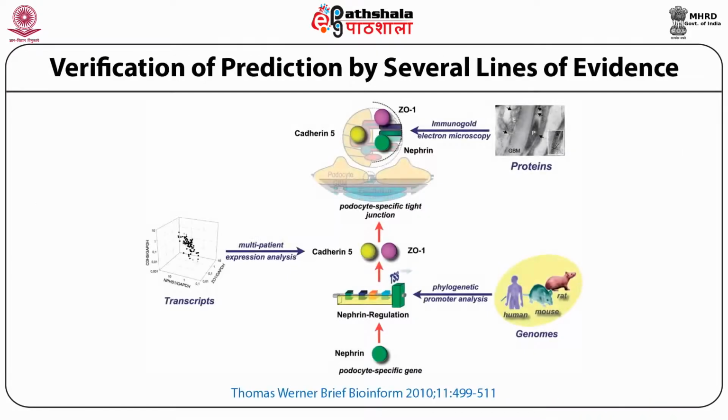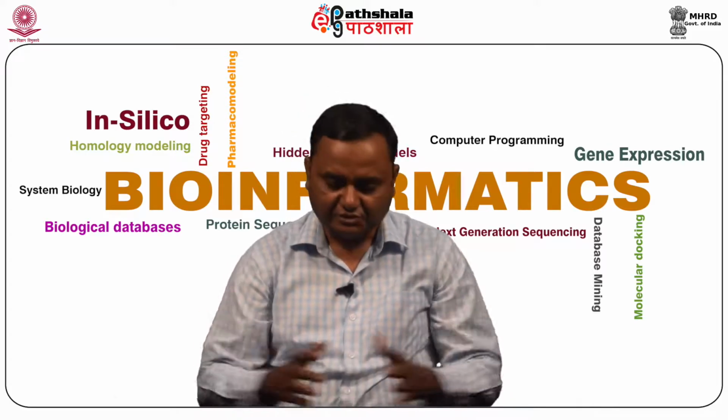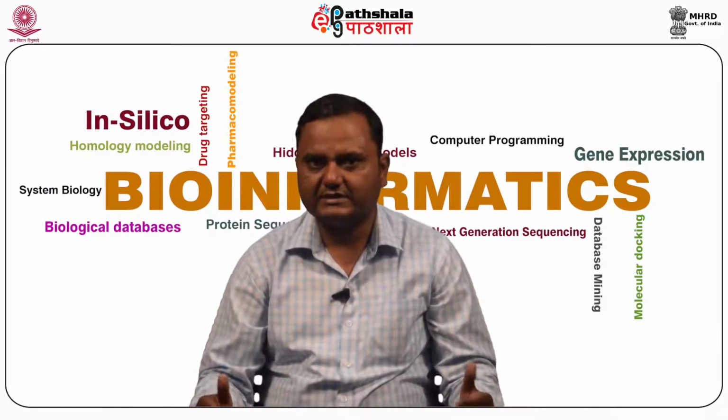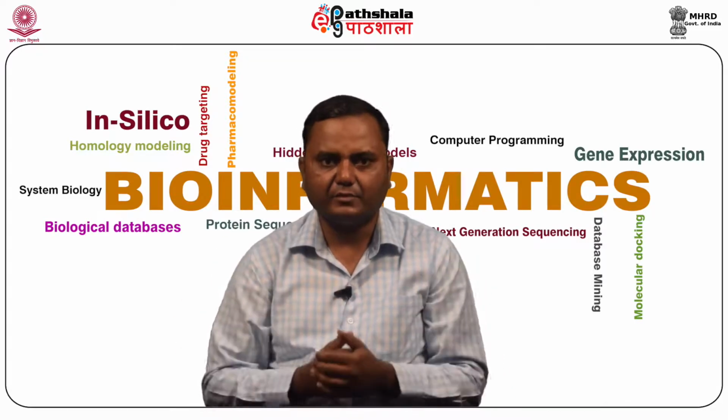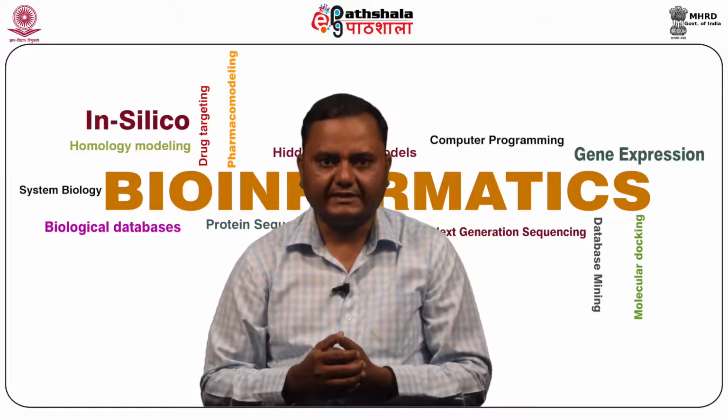The verification of prediction by several lines of evidence, and here the example of cadherin 5 is used. So the cadherin 5 and nephrin 5 transcripts can be identified in the patient expression analysis in the different types of patients. So in the proteomics, the functional genomics can be utilized, and the proteomics is the cataloging and analyzing the proteome, or the complete set of expressed proteins in a cell at a given time.